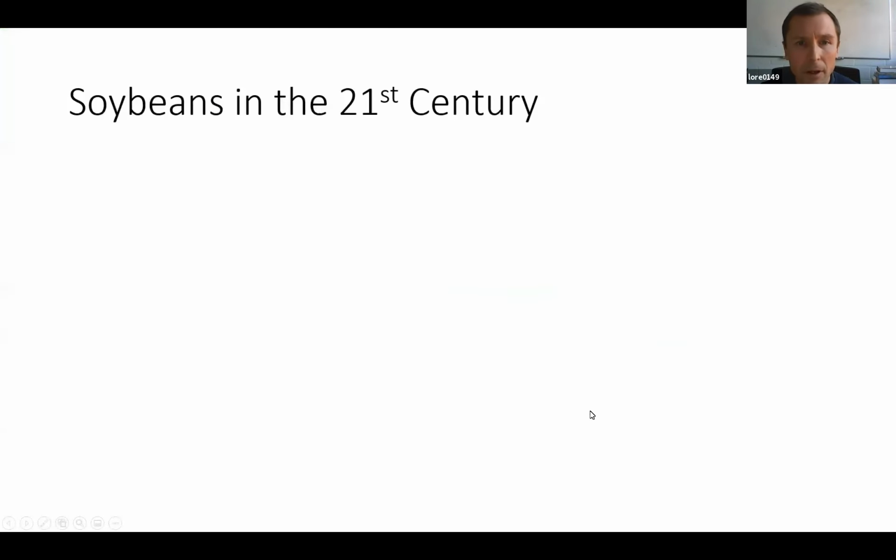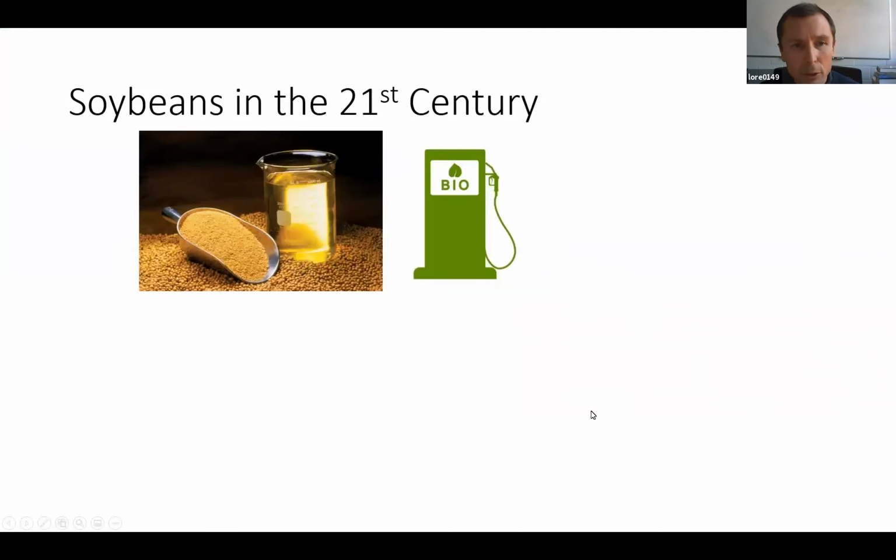So in terms of what we use soybeans for here in the 21st century, most soybeans are processed at a refinery, what we call a soybean crushing plant. They're basically turned into protein meal, which is largely used as a protein source for monogastric livestock, and then they're also turned into oil. So about 40% of the soybean is protein meal, and about 20 or so percent is oil.